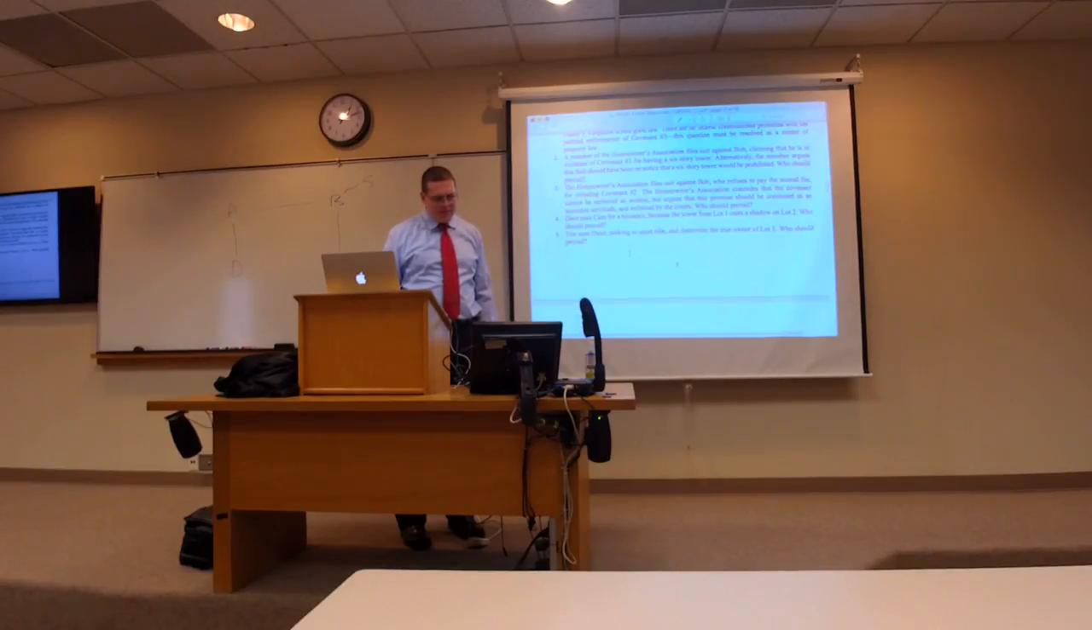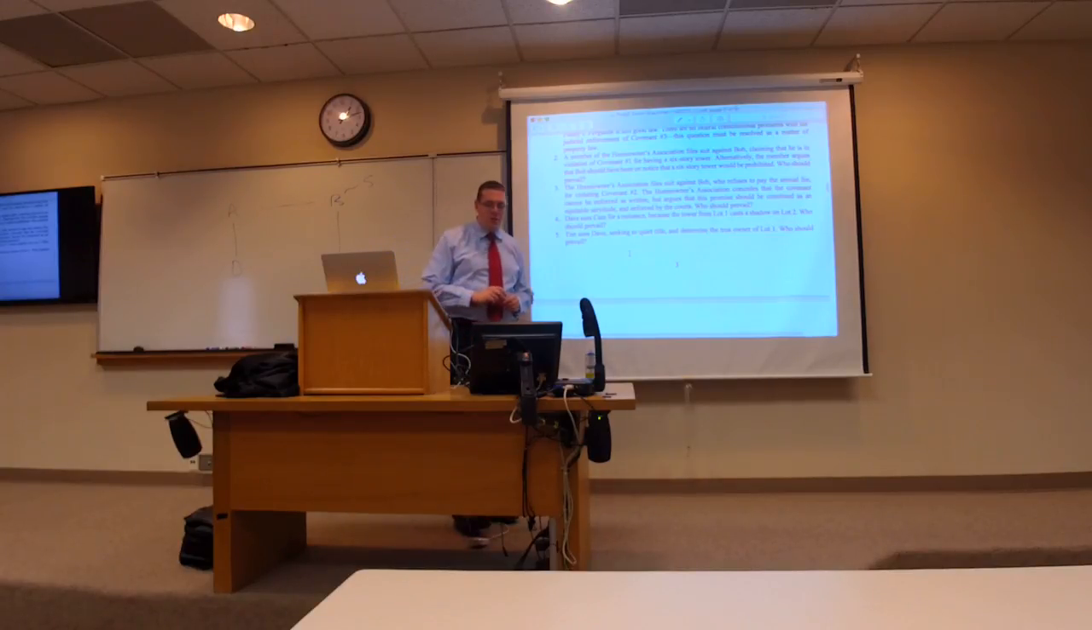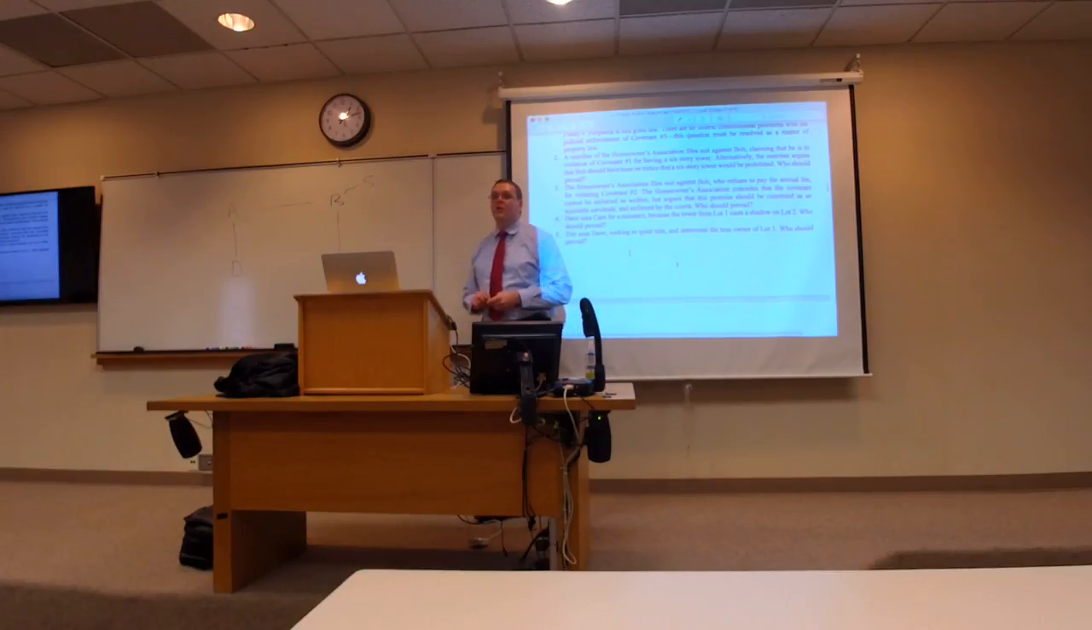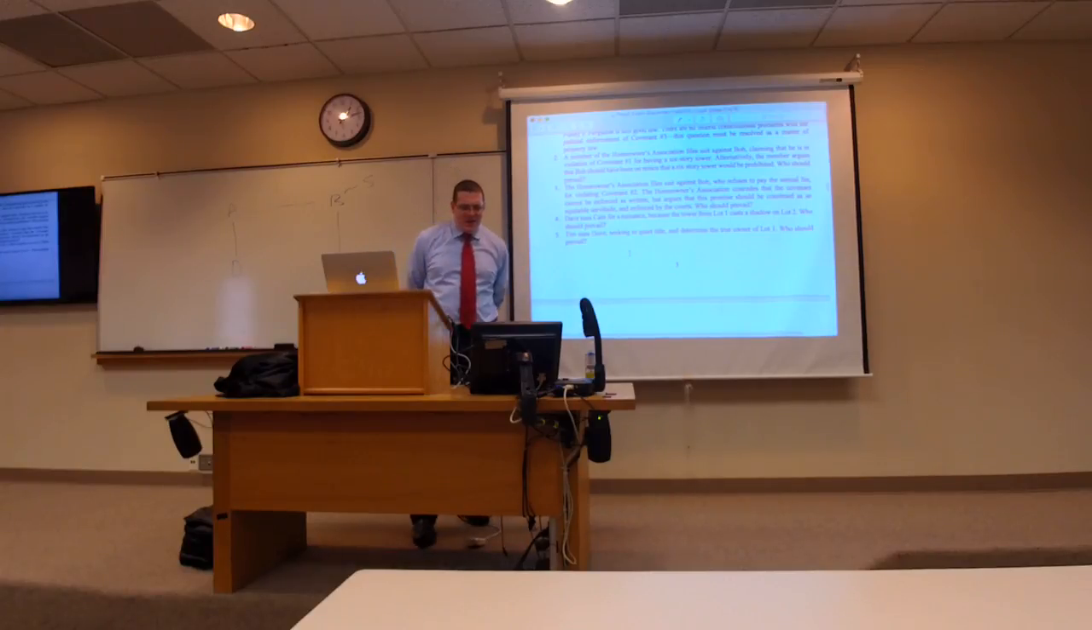What's question 3? I don't remember. All right. The homeowner association files suit against Bob, who refuses to pay the annual fee for violating covenant number 2. This was the how many dollars, whatever number of dollars it was. The homeowner association concedes that the covenant cannot be enforced as written, but argues that it should be enforced as servitude. Okay, so here, I want you to talk about servitude, right?